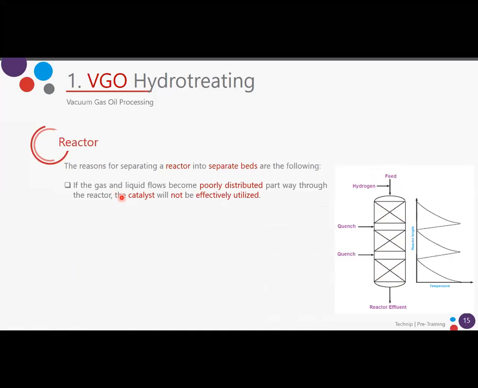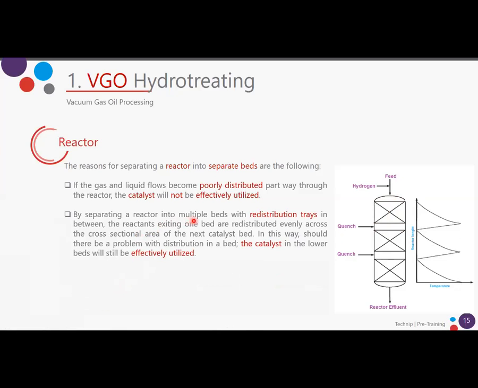So you know that here we have liquid and gas, okay? If the gas and liquid flow become poorly distributed part way through the reactor, the catalyst will not be effectively used. So the idea here is to have very good distributors of the liquid and the gas that feeds the reactor, and between each bed you will have the quench, but you also have the distributors, okay, that will ensure an adequate flow to the catalyst.